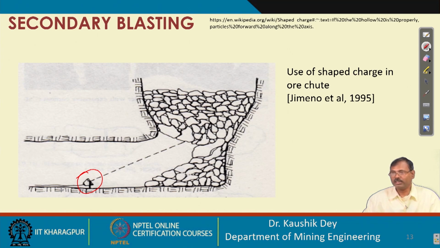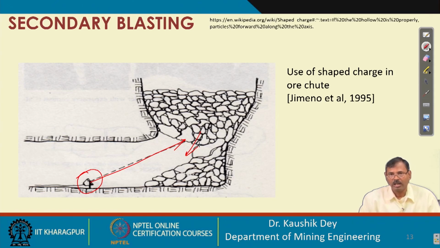Here the explosive is given a shape and direction towards this point, and it is detonated. The explosive energy travels in this direction and hits this boulder, fragmenting or disrupting that boulder, and allowing the dislodging or free flowing of this material by removing this blockage. So this is one good example of the use of shaped charge in secondary breakage or secondary blasting, which is very commonly used.